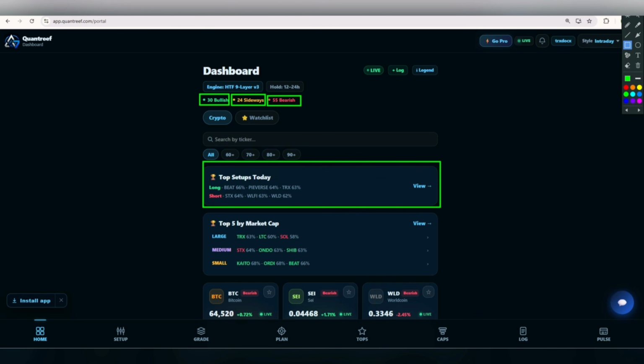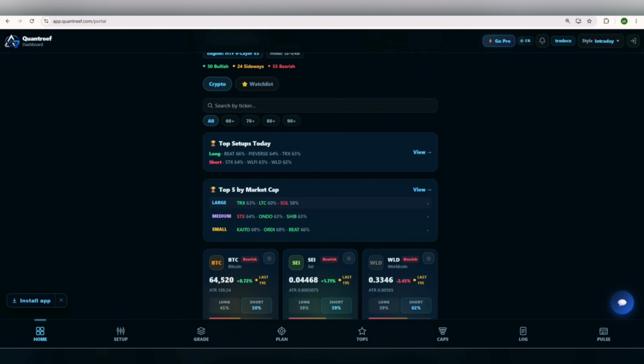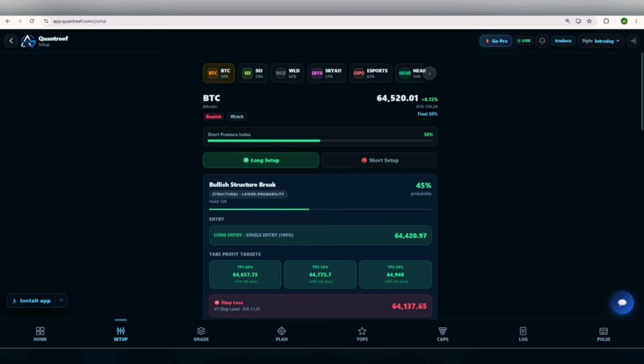There is a setup today. For the long, there is 66% for the beat, and 5 hours is 64. If you come here to the top 5 by core market cap, this is also near the bullish point. We can check the bullish market here, like TRX at 63% in a positive way. And if we select Bitcoin here, you can see Bitcoin is in the bearish market. There is also 0.72% as a positive result.